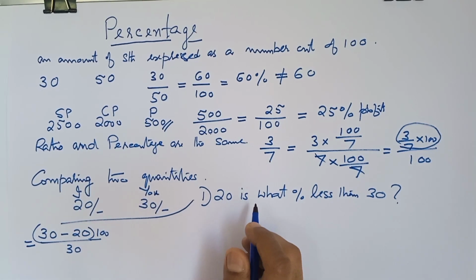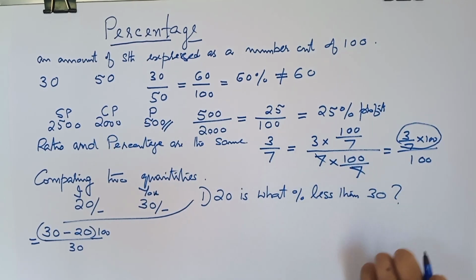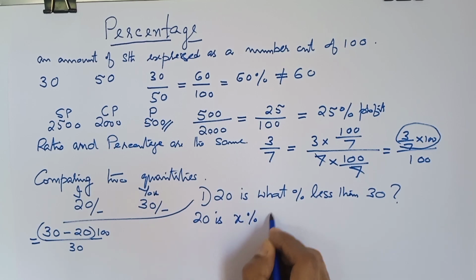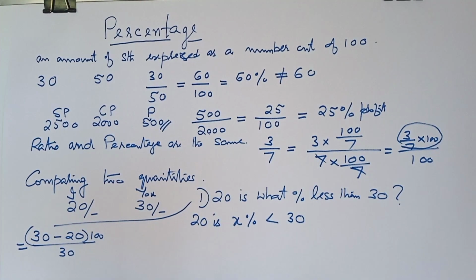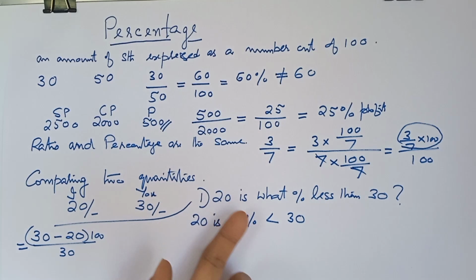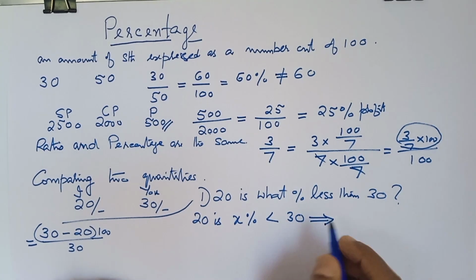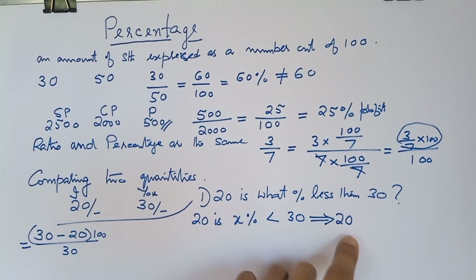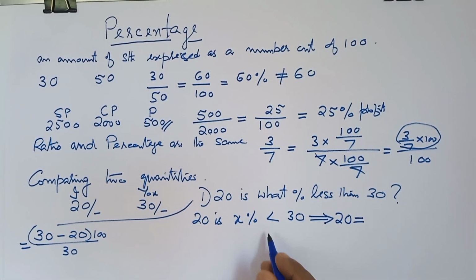In general, how do you approach any quants problem? 20 is what percentage less than 30? You don't know what it is. So let's assume that 20 is X percentage less than 30. Let's assume that the answer to the question is X. So you got a mathematical statement. Convert that into an equation. How do you convert that into an equation? 20 is means equal to X percentage less than 30.